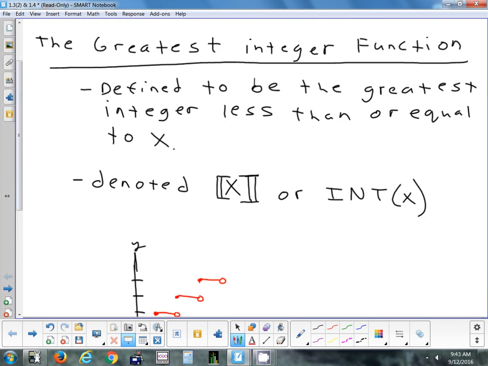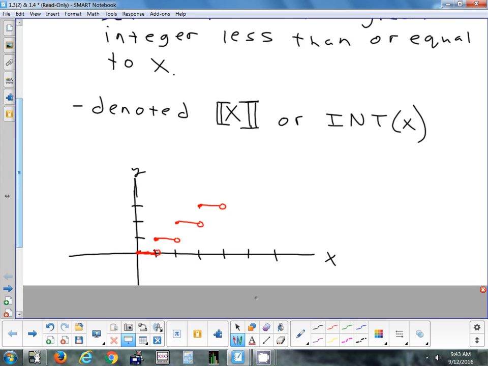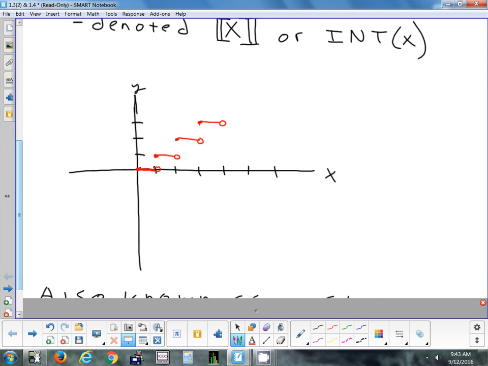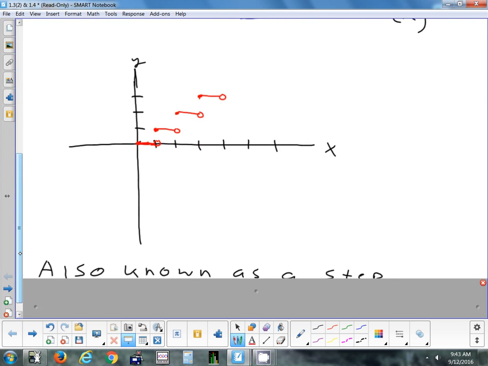So what that looks like is something like this. Plug in any value from 0 to 1, not including 1, and you get 0. Plug in any number from 1, including 1, up to 2, not including 2, and you get 1. Any number between 2 and 3, not including 3, you get 2. What does that look like? That looks like steps, and that's another name for it: a step function.